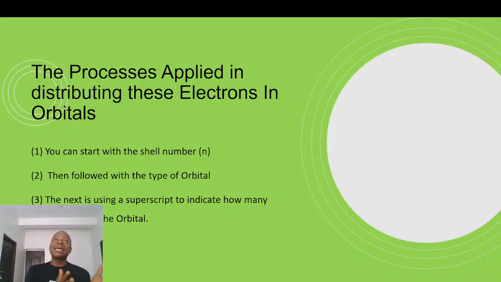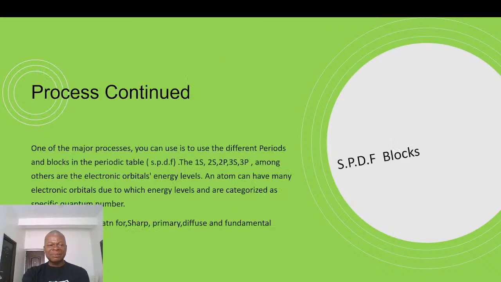If you're talking about the shell, not the subshell, you can use this formula I've given you. It will simply tell you the number of electrons you're supposed to put in a particular orbital or in a particular shell. So the process continues.